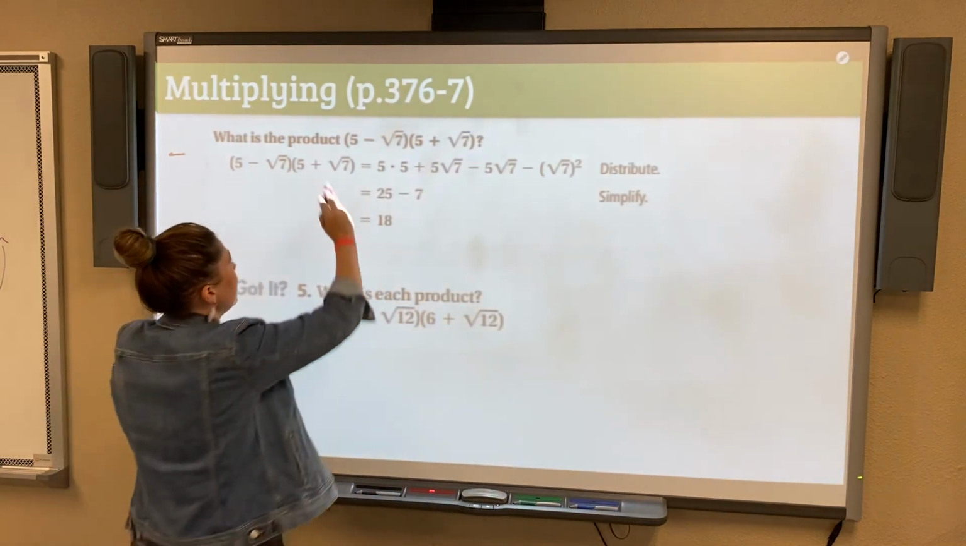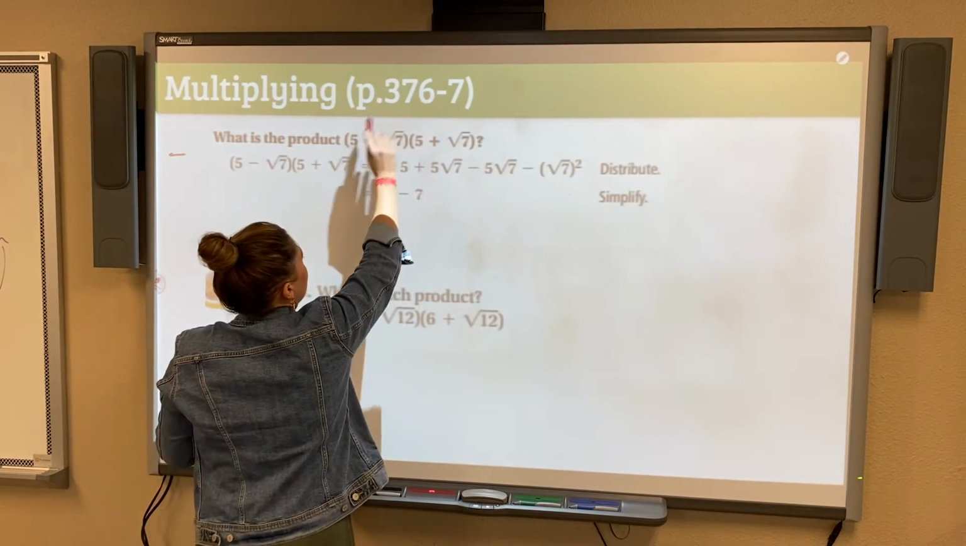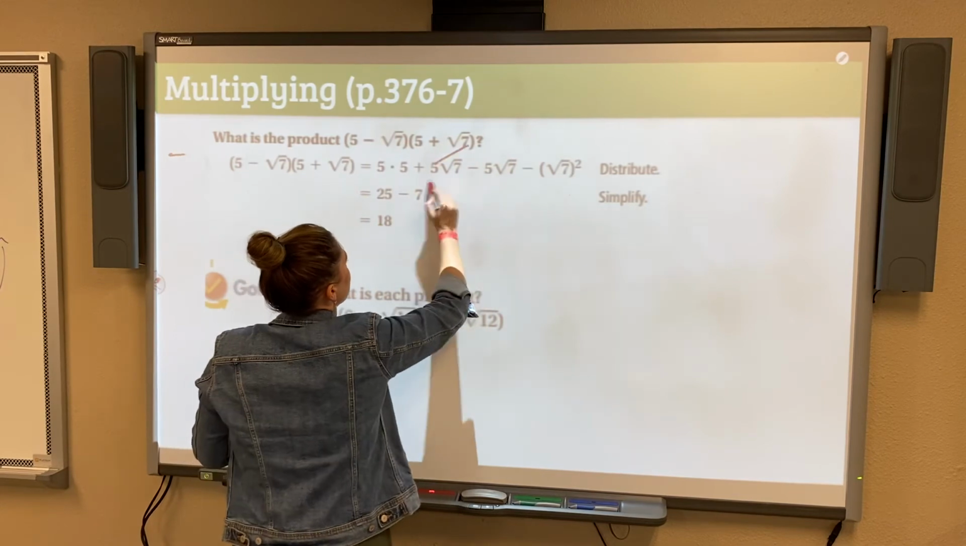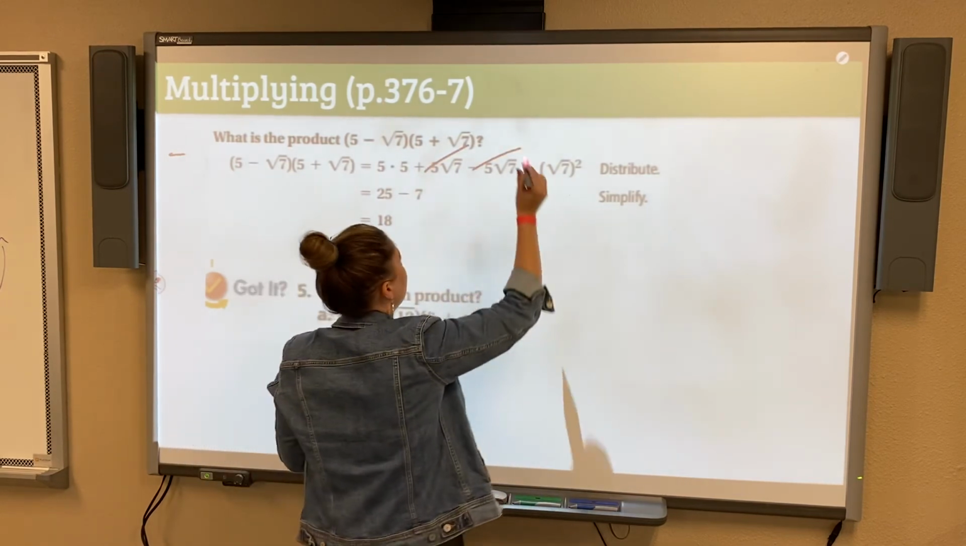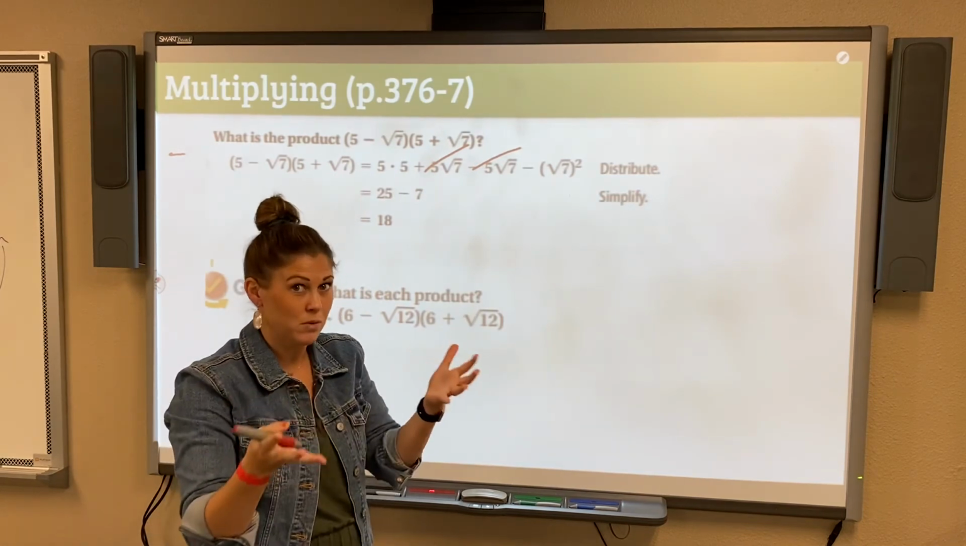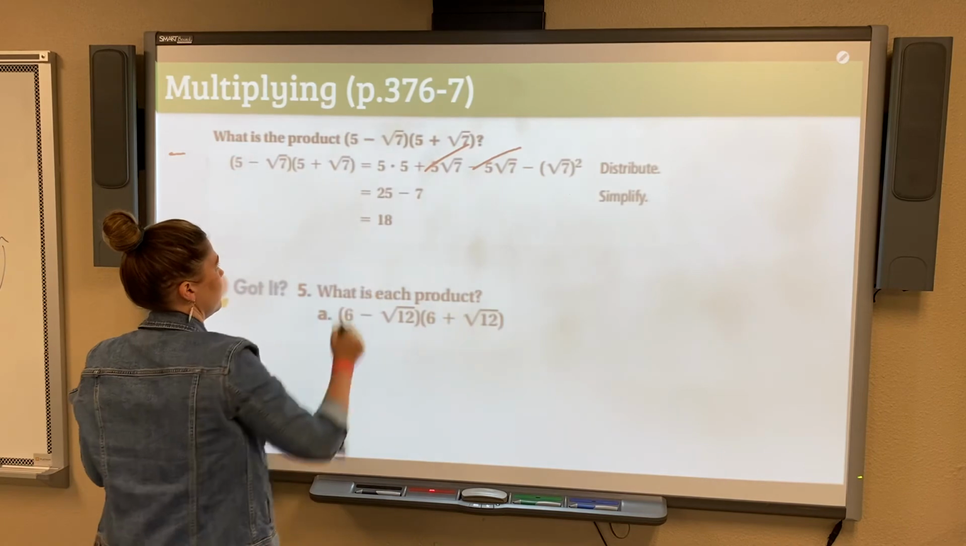So 5 times 5 is 25. And then 5 root 7, then negative 5 root 7, those cancel. Okay, and then root 7 times root 7 cancels to be just 7. Okay, so then 25 minus 7 is equal to 18.